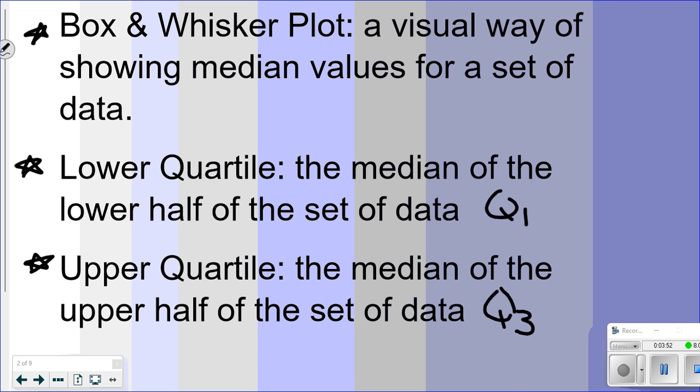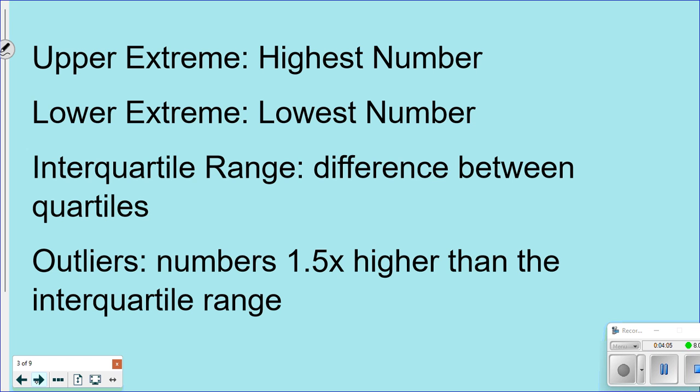Correct. Quartile 2 is the median. So quartile 1 is the median of the lower half, quartile 2 is the median of the actual set of data, and quartile 3 is the upper half. Good, and we'll talk about that a little more in a bit. So the only things you need to know here today are upper and lower. We're going to focus on the interquartile range and the outliers in 8th grade, next year. So the only thing you need to write down is the upper extreme and the lower extreme for today.